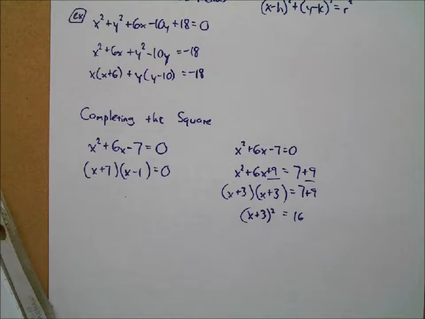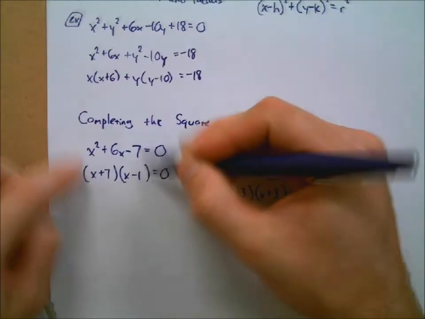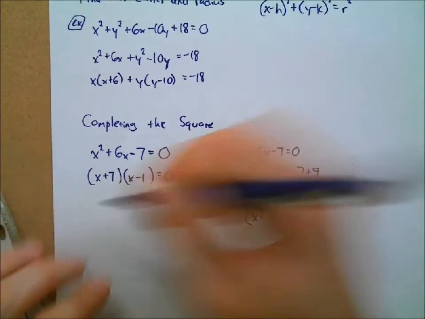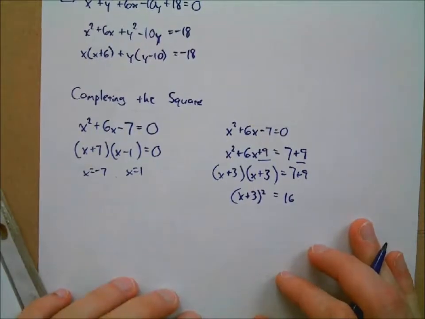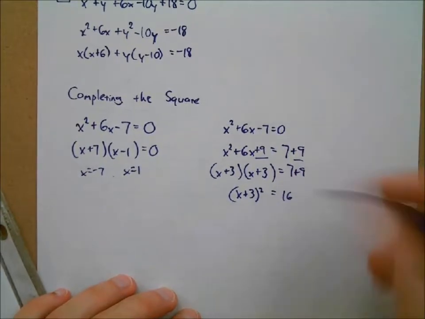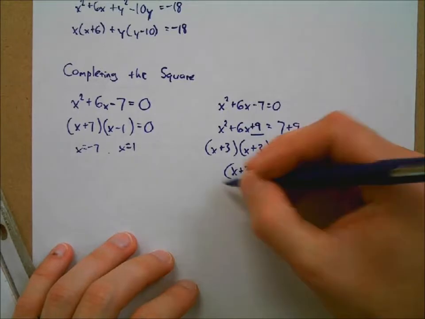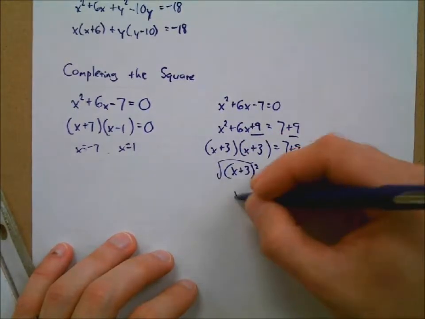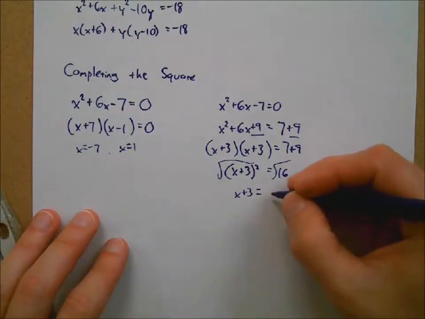Okay. So at this point then, you can also still solve the equation. Just like we used to, we use normal factoring to solve. We can say, okay, well, that's going to be x equals negative 7. That's going to be x equals 1. We can also solve using completing the square, right? At this point, if I wanted to continue to solve this equation, what should I do to both sides? Square root it. Okay, and so I get x plus 3 equals 4 or negative 4. Yeah, plus or minus 4.